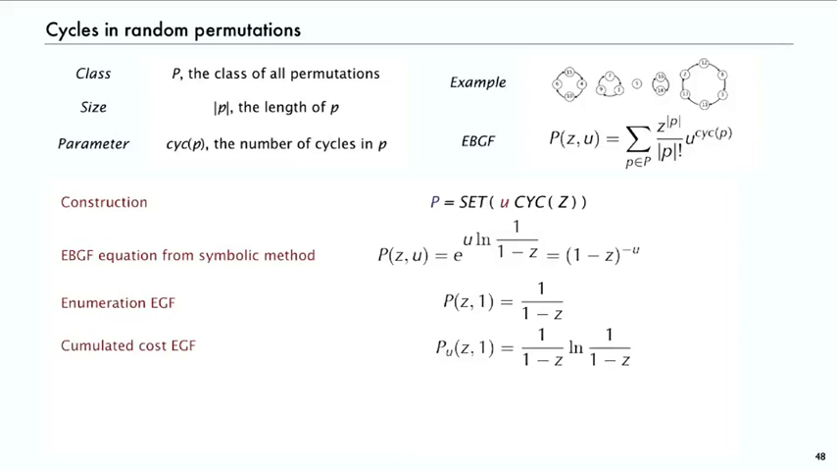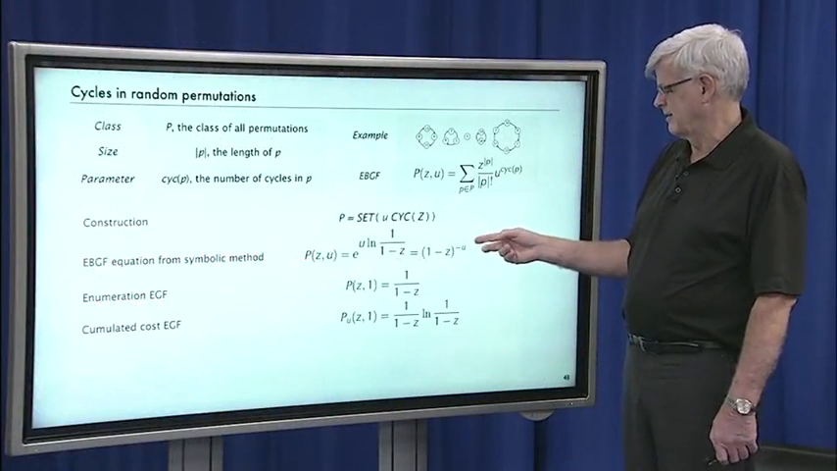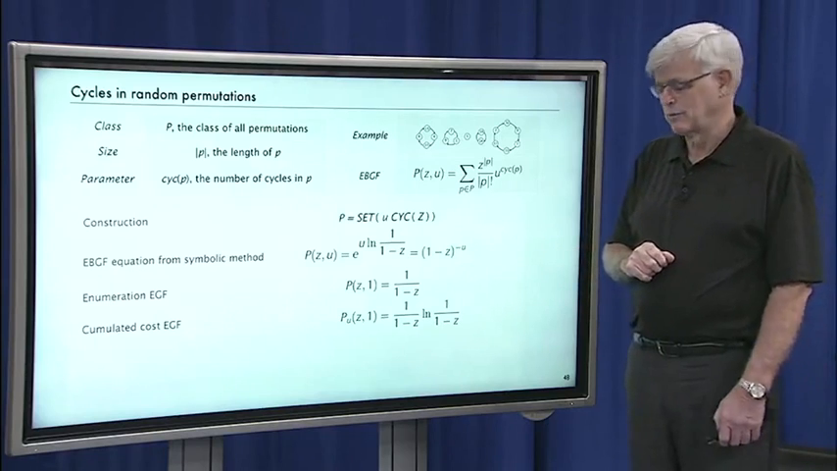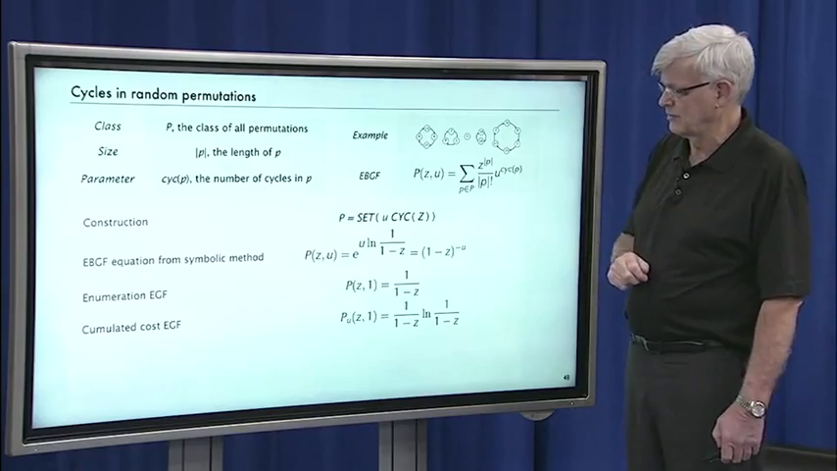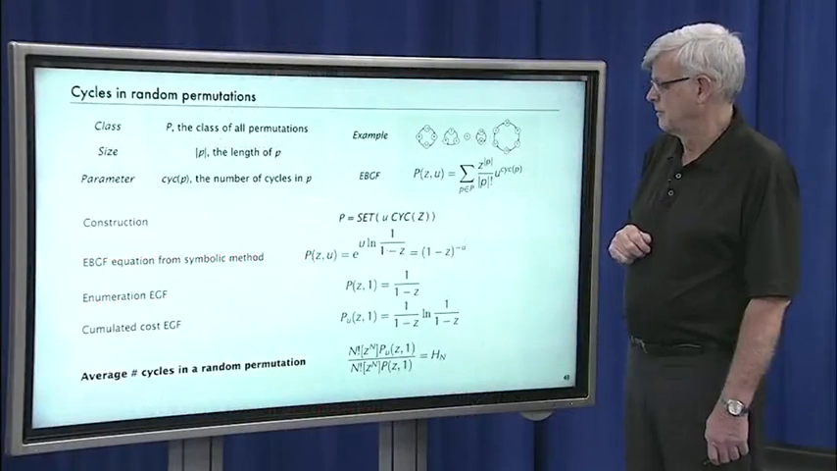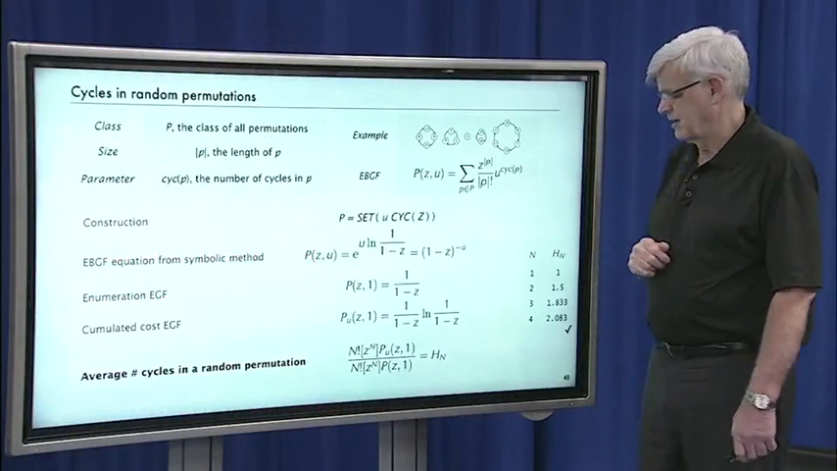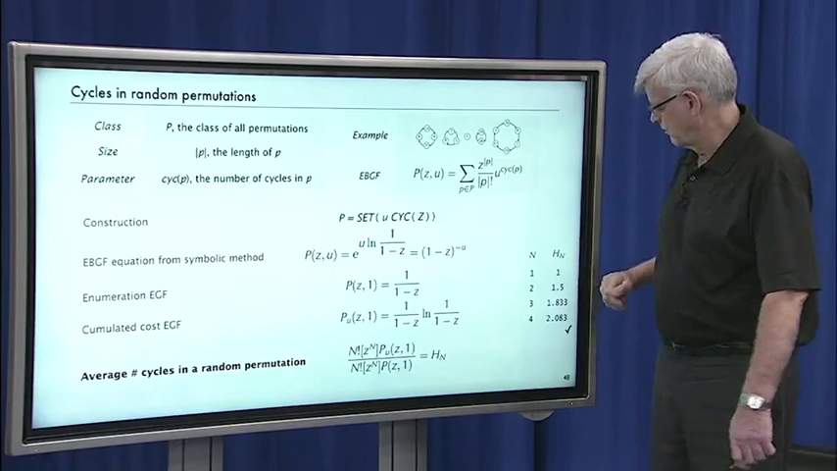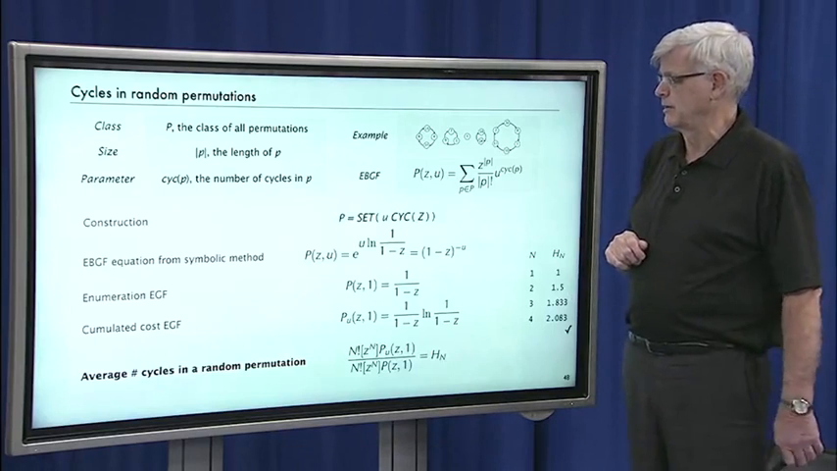To compute the cumulated cost, or the number of cycles, we differentiate that with respect to u, and then evaluate at 1. And you might need to practice your partial differentiation. If you want, write this as an exponential of a log, and you'll see that result, 1 over 1 minus z times log of 1 over 1 minus z. And then, therefore, the average number of cycles in a random permutation is the ratio of the coefficients of those two, multiplied by n factorial, and that's exactly the harmonic numbers. And that checks with what we observed. The average number of cycles of a random permutation of 1, 2, 3, 4 elements is 1.5, 1.833, and 2.083.